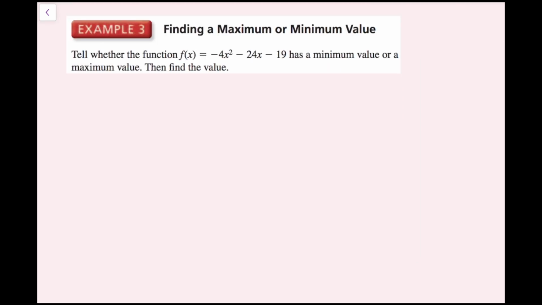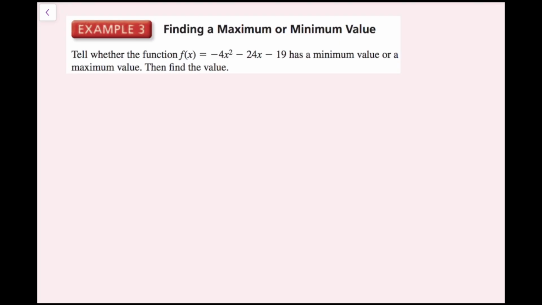For example 3, we're going to tell whether the function f of x equals -4x squared minus 24x minus 19 has a minimum value or a maximum value, and then we're going to find that value. Well, I can tell right away by looking at it that it's going to have a maximum value because my a coefficient here is negative. This is -4, which means my parabola is going to be down like a frown, which means it's going to have a maximum point.